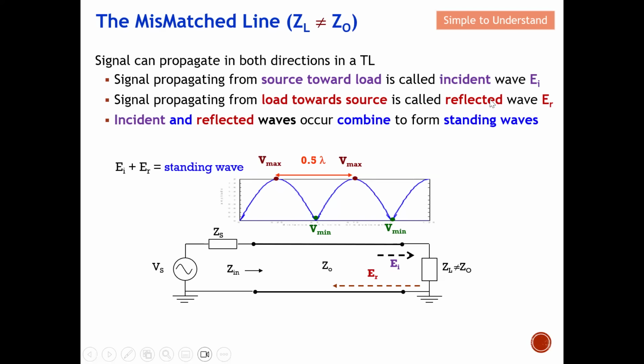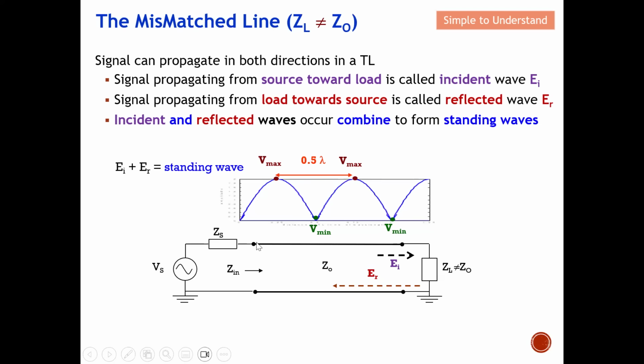If you are not so sure about the voltage standing wave, I suggest you take a look at my other video on it. But over here, let's quickly explain. This is the transmission line. You can see that Vmax will occur after 0.5 lambda, and this will repeat, because it is periodic.